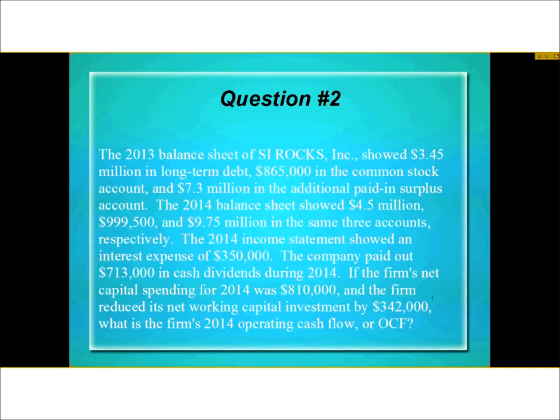The 2014 income statement shows an interest expense of $350,000. The company paid out $713,000 in cash dividends during the year 2014. The firm's net capital spending for 2014 was $810,000, and the firm reduced its net working capital investment by $342,000. What is the firm's 2014 operating cash flow, or OCF?